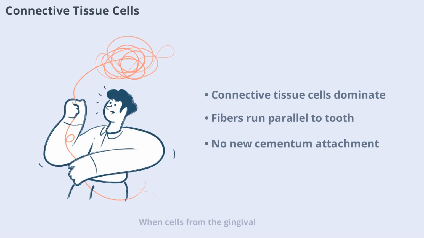When cells from the gingival connective tissue populate the healing area, the result is the formation of fibers that run parallel to the tooth surface. This outcome leads to remodeling of the bone but does not result in new attachment to the cementum. While the area stabilizes, the original structure and function are not fully restored. This is considered a form of repair rather than regeneration.